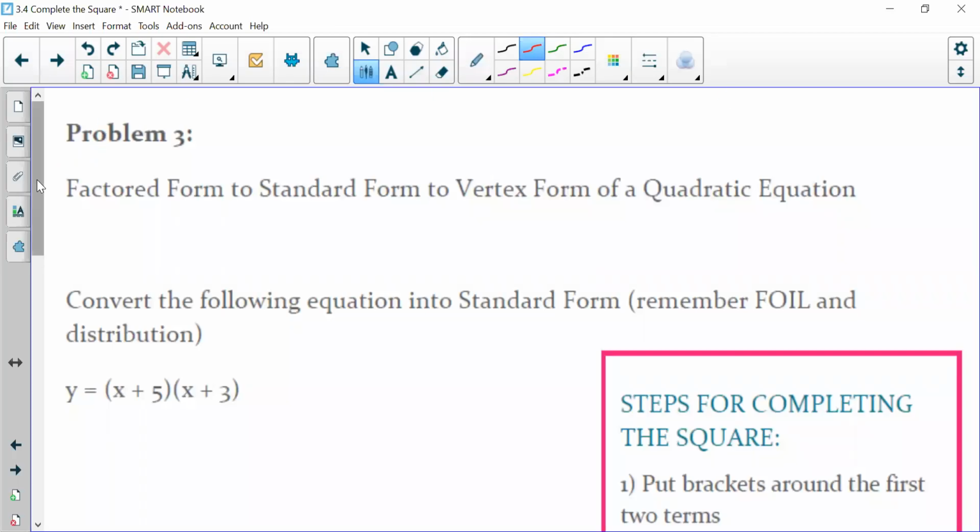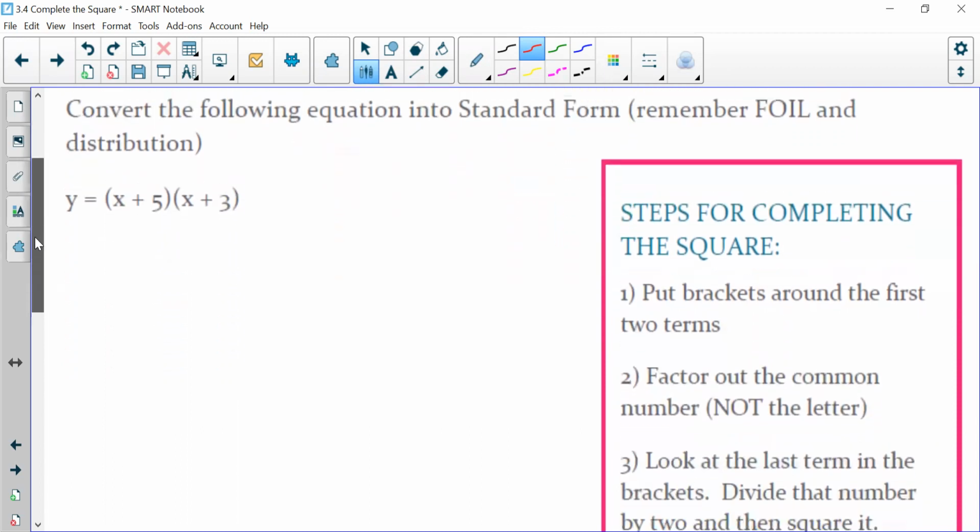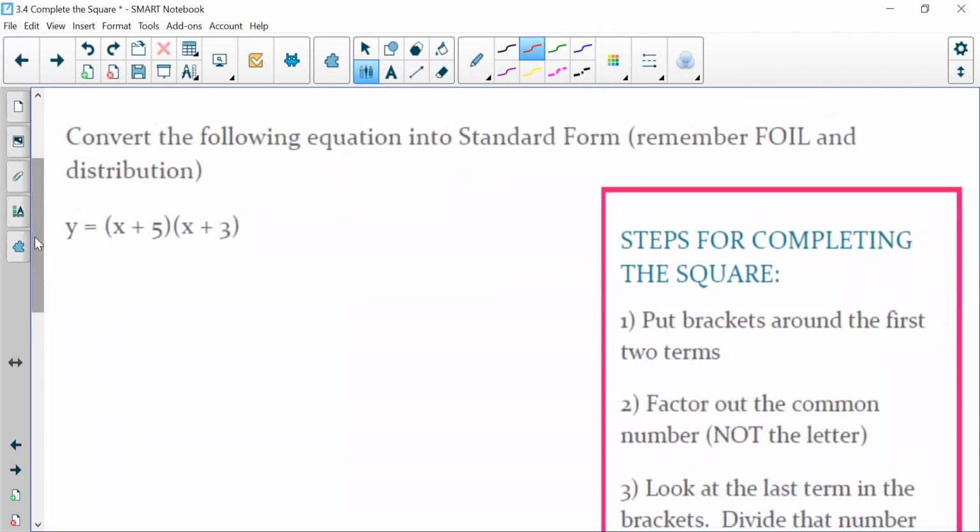So this question says you're going from factored form to standard form, then to vertex form. So you're literally converting between all three, but you guys actually know how to do this. Going from factored form to standard form, we're going to FOIL and simplify. Once we get into standard form, we're going to complete the square and get it into vertex form. So we're going to end up converting between all three forms of this question.